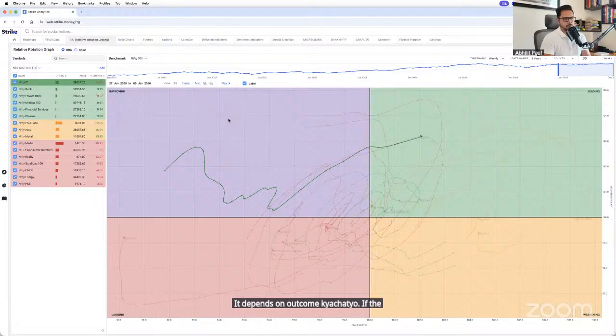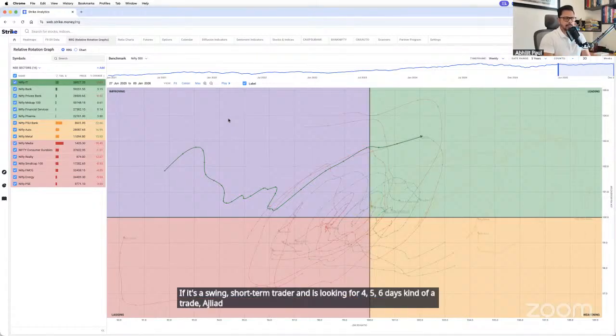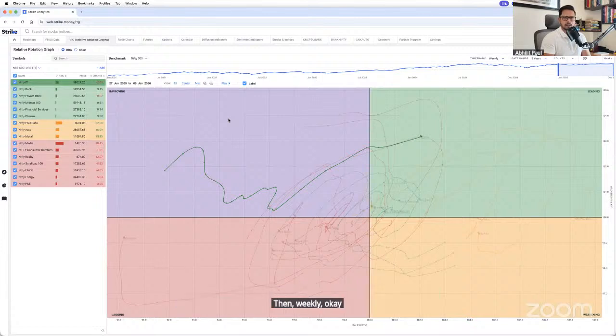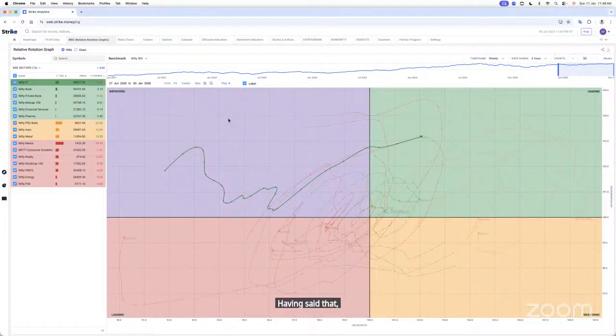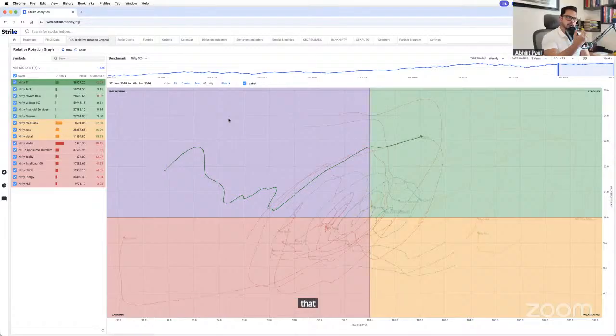If the trader is a swing short-term trader and is looking for a 4, 5, 6 days kind of a trade, bought today and exit in 3-4 days, that kind of a quick trade, then weekly okay, but he or she should also take a look at daily. Having said that, it is my understanding that the shorter time frame you trade, the quicker trades you do, the less you use it the better. Because over there you're just trading quick momentum. So your 100% focus should be on the momentum of the market.